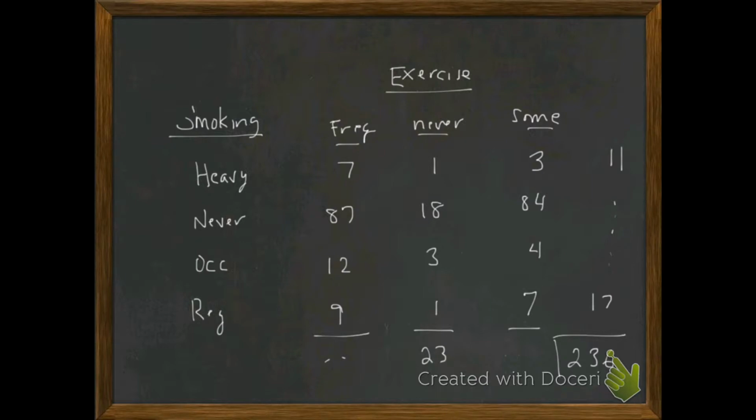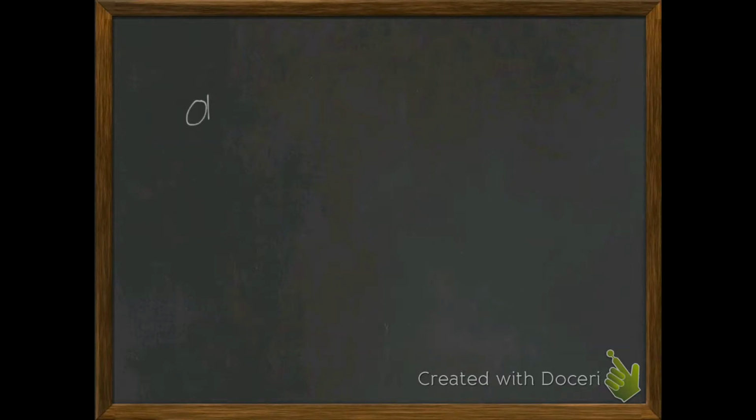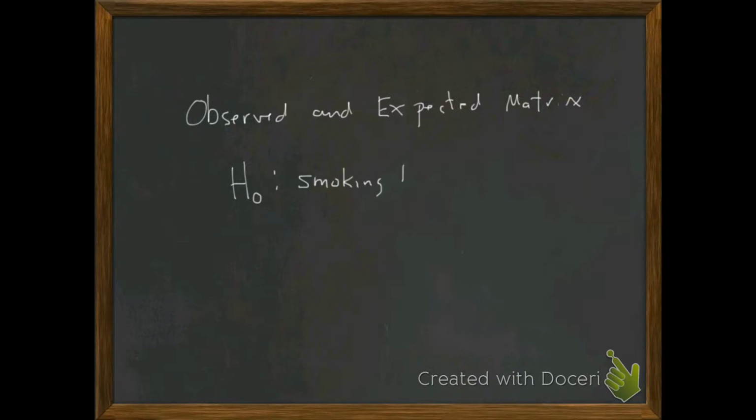Now, just like before, we need to have an observed and expected matrix. But before we go any further, let's officially state what we're going to test here. So we would say the null is smoking level and exercise are independent. Guys, independent is just a fancy name for saying not related.